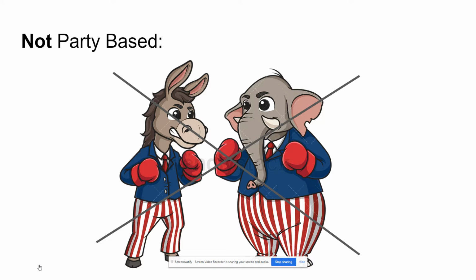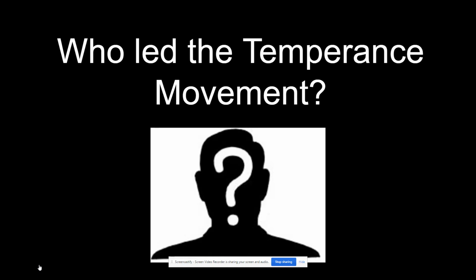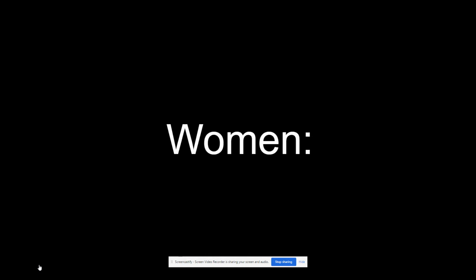And it wasn't party-based like so much that happens today, Republicans, Democrats, and so on. It just wasn't. Both parties were split about alcohol. So who actually led the temperance movement? Women were the primary leaders.